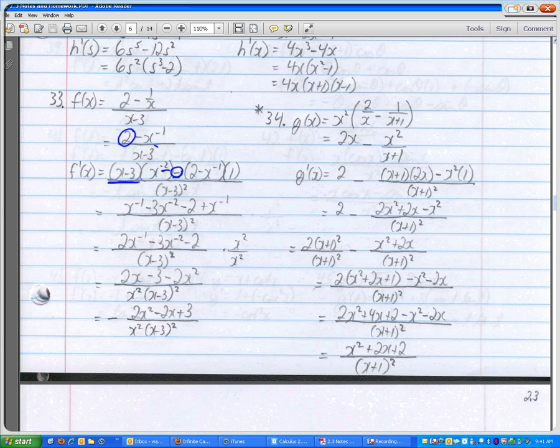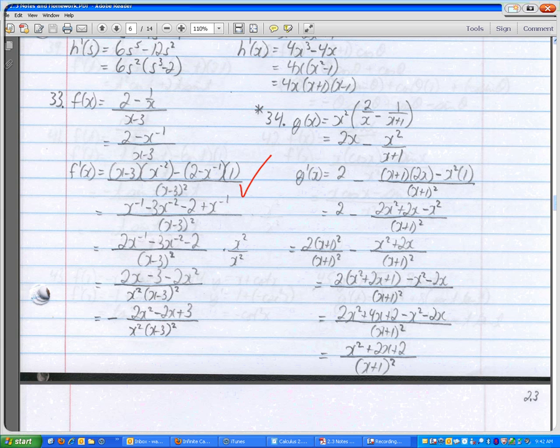Well, the derivative of x minus 3, the derivative of x is 1. The derivative of negative 3 is 0. So the derivative of the bottom is just 1. Over the bottom squared. So x minus 3, quantity squared. That's our calculus step.